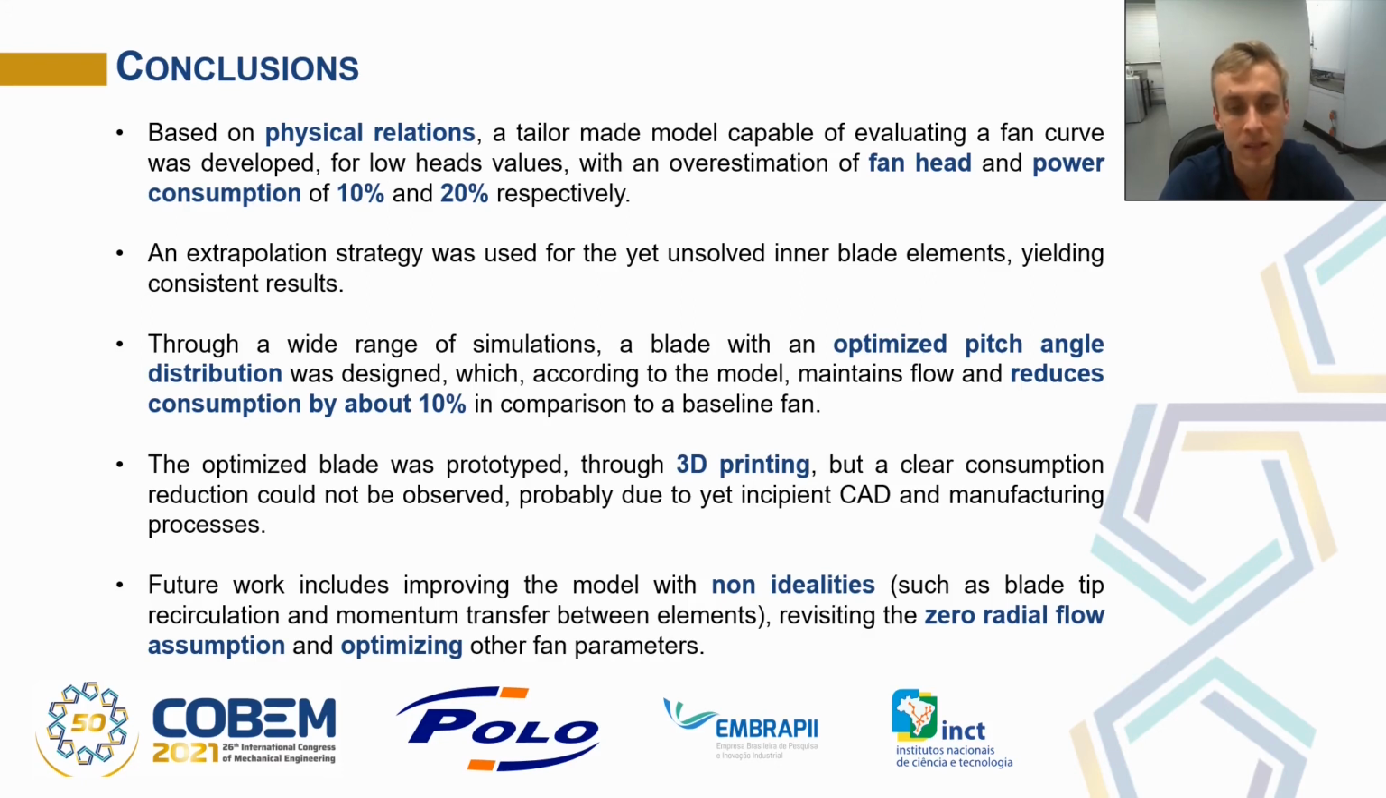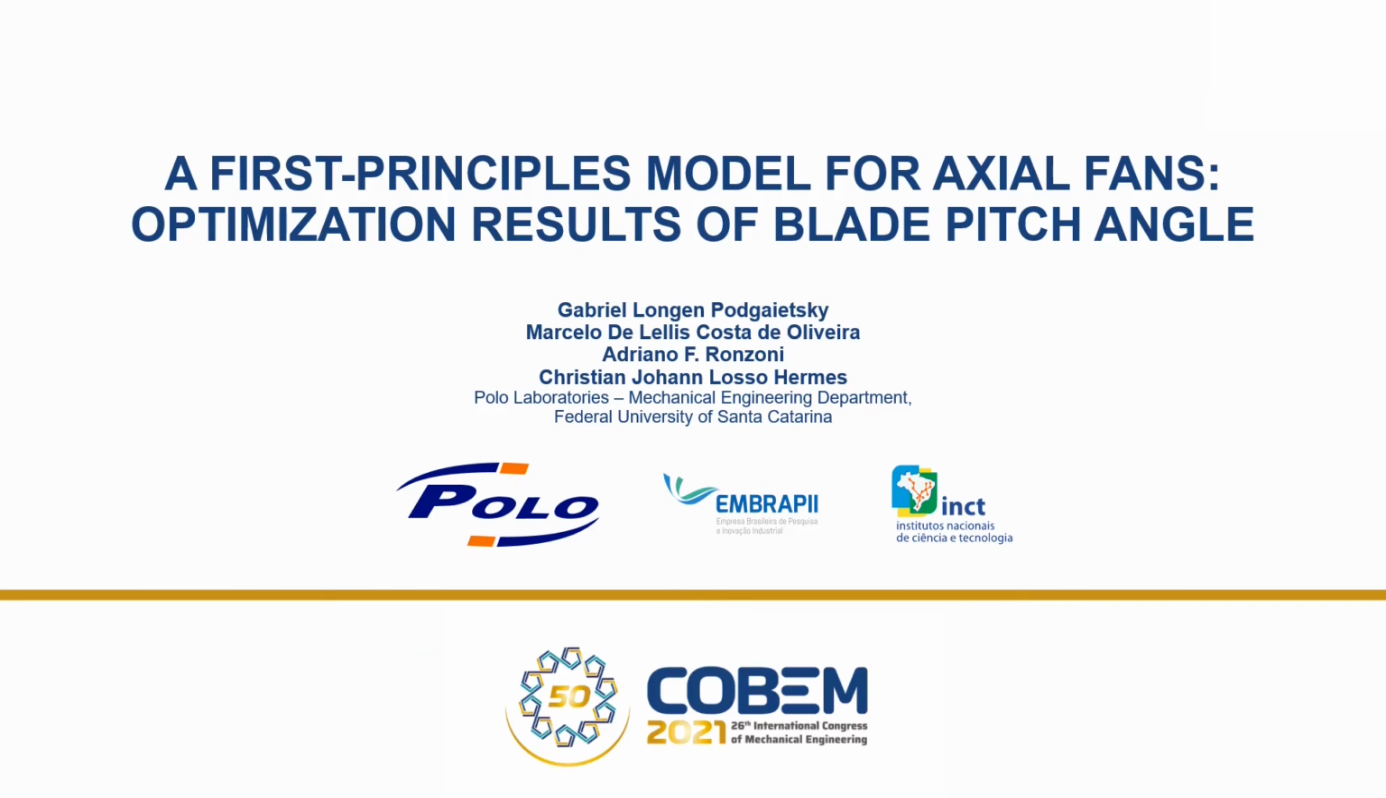The optimized blade was prototyped through 3D printing, but a clear consumption reduction could not be observed, probably due to the yet incipient CAD and manufacturing process. Future work includes improving the model with non-idealities such as blade tip recirculation and momentum transfer between elements, revisiting the zero radial flow assumption, and optimizing other fan parameters. I thank you for your attention and would gladly take some questions now.